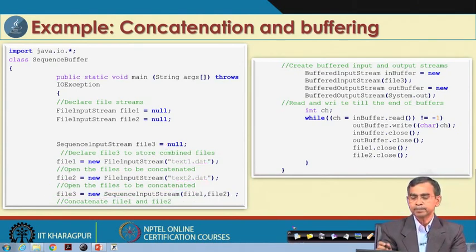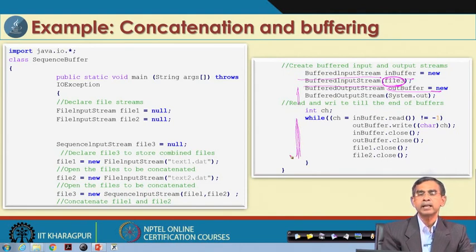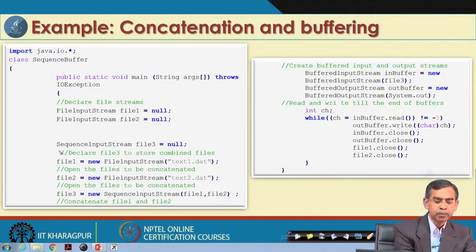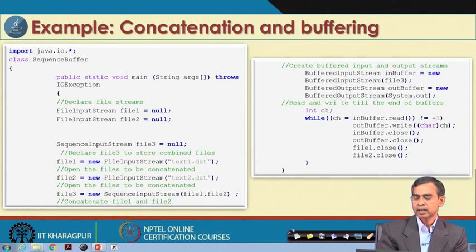Now, for storing, here is the buffer input stream, and this is file 3. We can create it, and then the same thing can be stored, and the content can be read and displayed. So, this is an example of the sequence input stream class, which concatenates two files into one, and then the same file can be displayed, managed or processed.